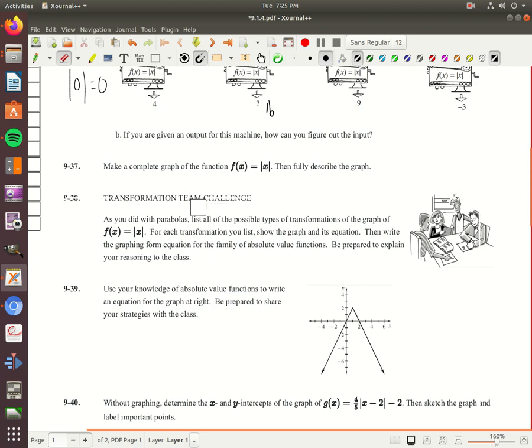Okay, so it says transformation team challenge. As you did with parabolas, list all the possible types of transformations of the graph f of x equals absolute value of x. For each transformation you list, show how the graph and its equation change. Then write the graphing form equation for the family of absolute value functions.